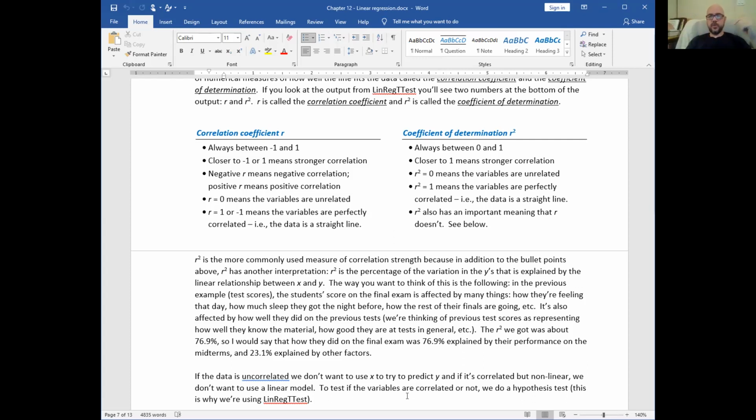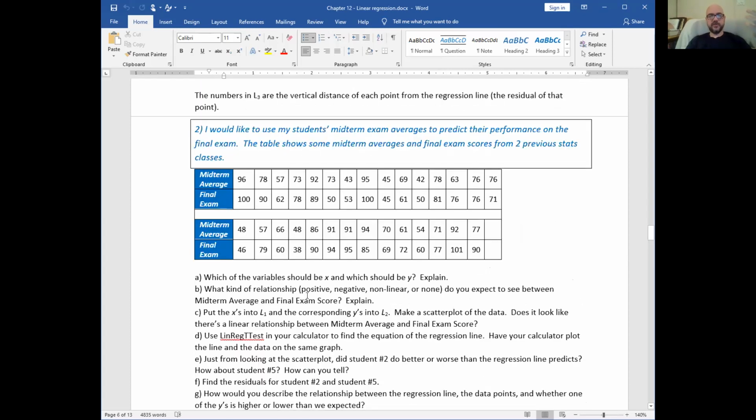So to put this in context, let's think of it in terms of test scores, right? When you take the final exam, some of how you do is going to be predicted by how you've done on other tests previously. Presumably you did roughly the same preparation, and you understand statistics approximately equally as well. And we're thinking of midterm average as aggregating all of that into one number.